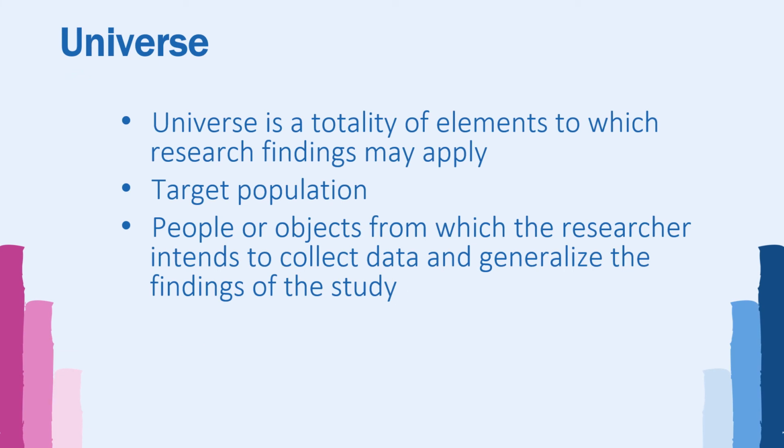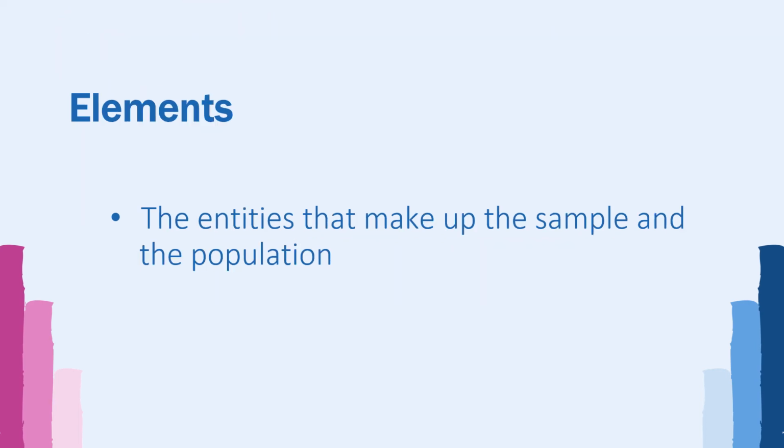Now, you have the term universe. Universe, the totality of elements to which the research findings may apply. In other literature, it's also the target population. And then people or objects from which the researcher would intend to collect data and generalize the findings of the study. Thus, the study universe. Then you have elements. Elements are basically entities that make up the sample.